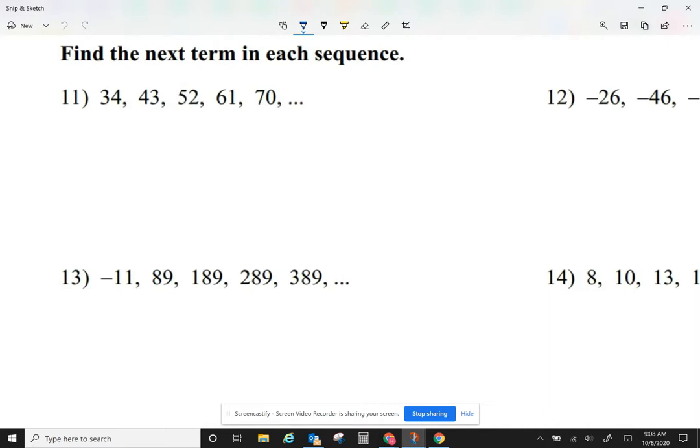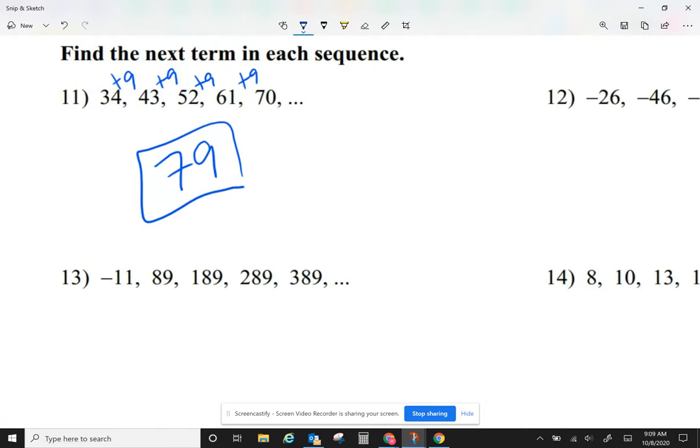So looking at question number 11, for 34 to become 43, I must add 9. So it seems like I'm going to add 9. In order for 43 to become 52, let me add 9. For 52 to become 61, let me add 9. And the same thing for 61 to become 70. So it seems like I'm going to be adding 9 each time. So in order for me to find the next number, I'm just going to add 9 to 70. My result should be 79.